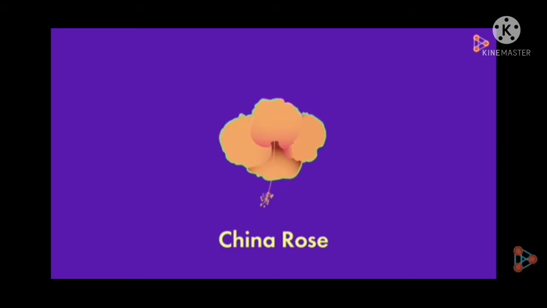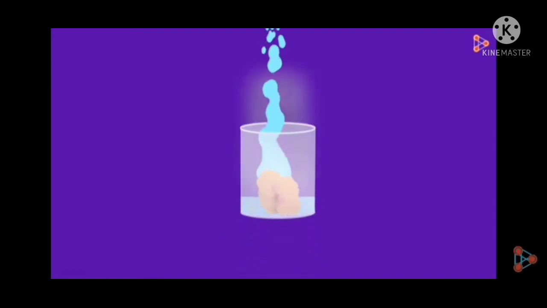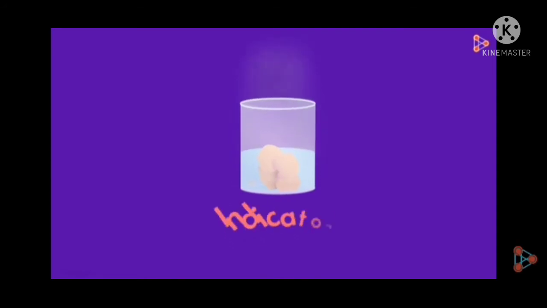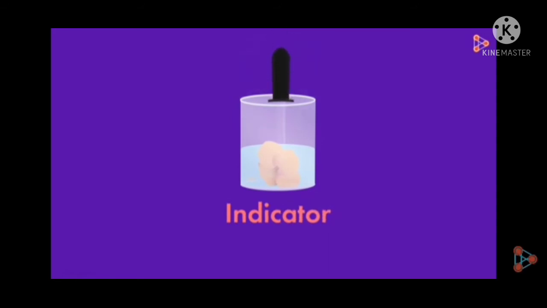Moving on, China rose as an indicator. Children, you are familiar with shoe flower or hibiscus flower. How does it act as a natural indicator? For this, let's do an experiment. Add hot water to the petals of China rose in a beaker and let it stand for some time. This solution is used as an indicator.